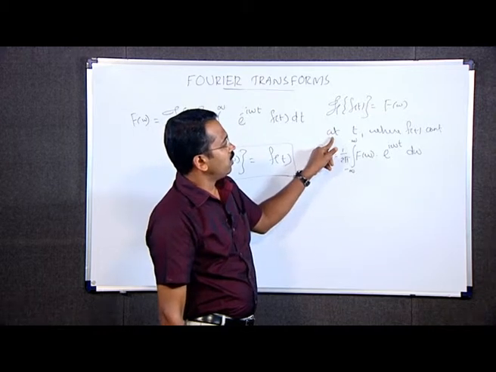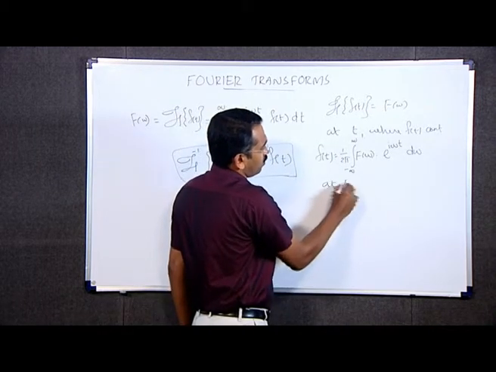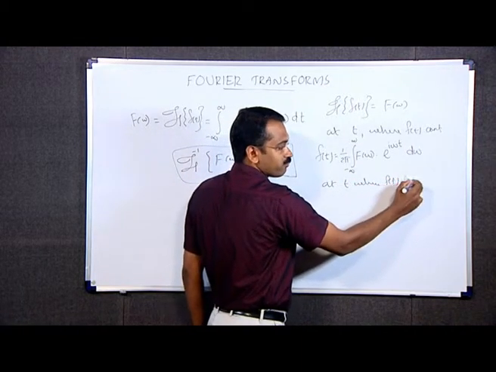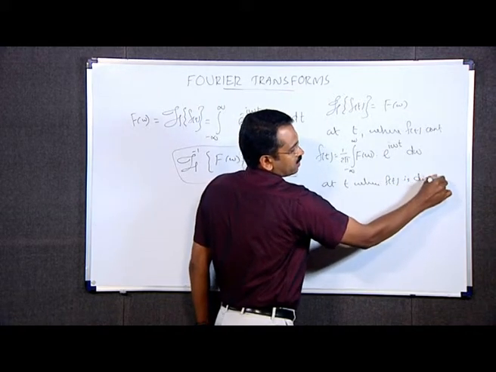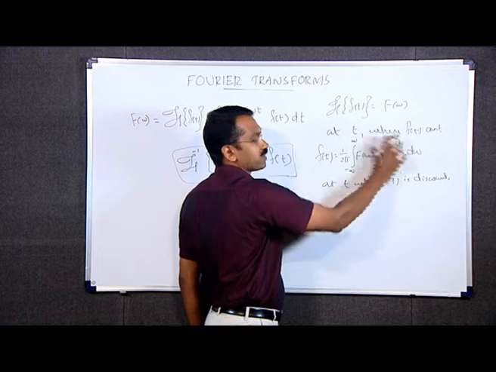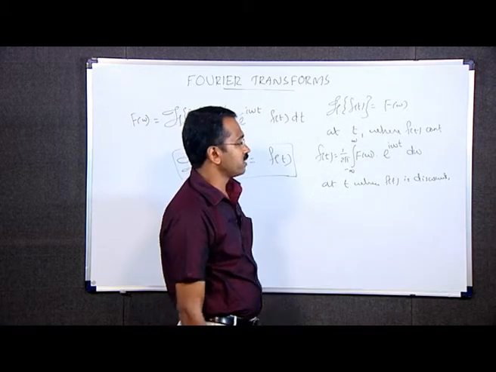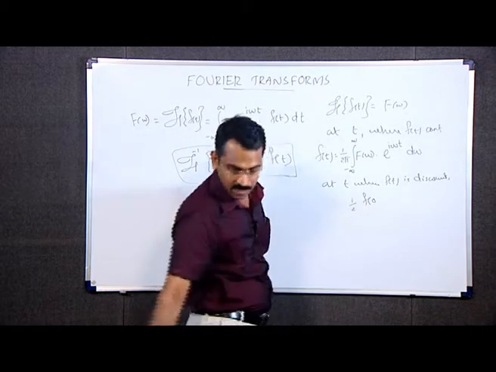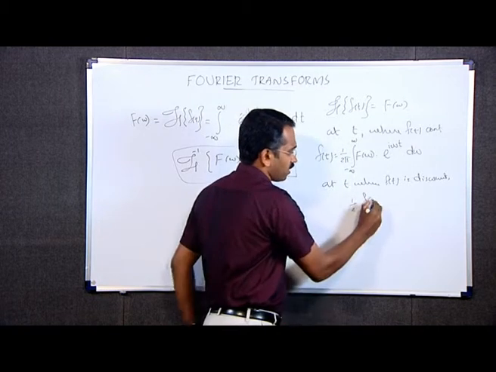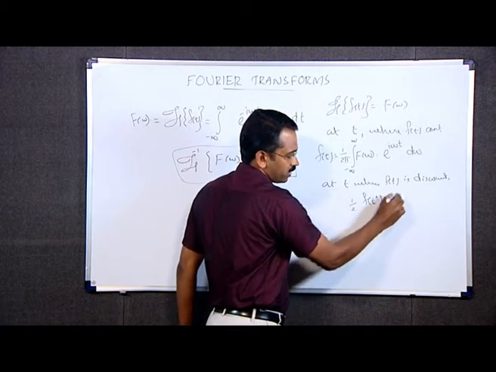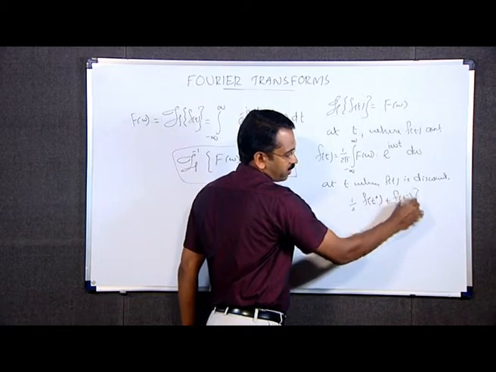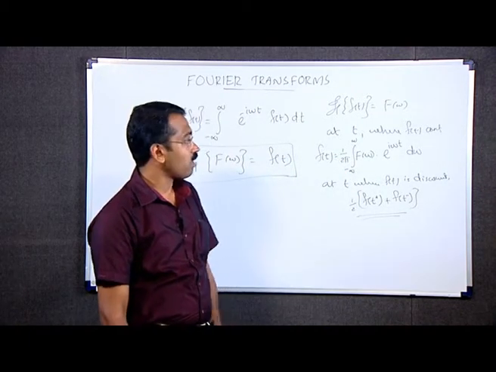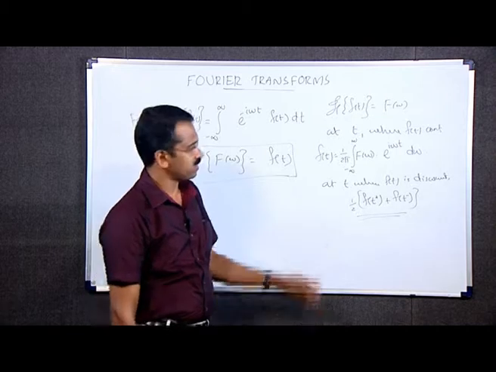At t where f of t is discontinuous, if there are some points of discontinuities, then the value of this right hand side integral will be obtained by taking the average of the left hand limit and right hand limit at the corresponding point of discontinuity. This is known as the Fourier complex exponential integral representation of f of t.